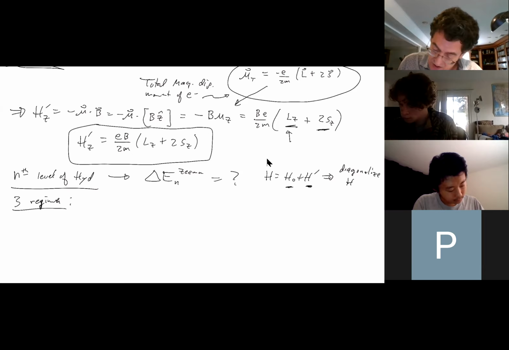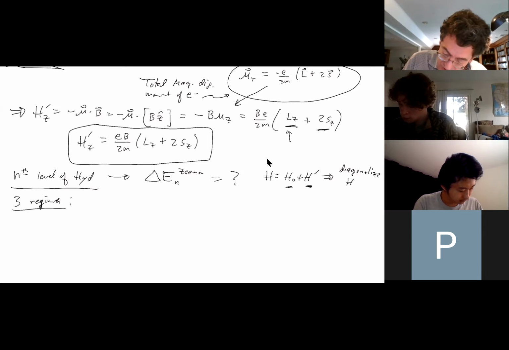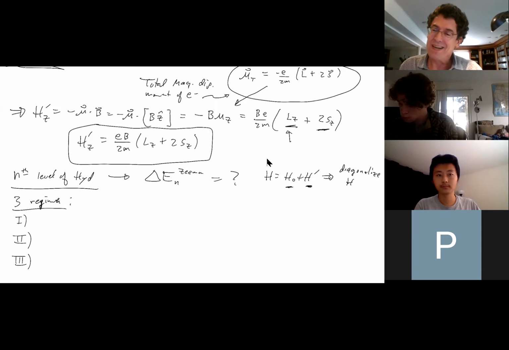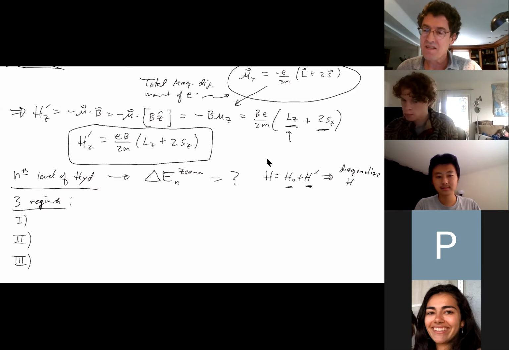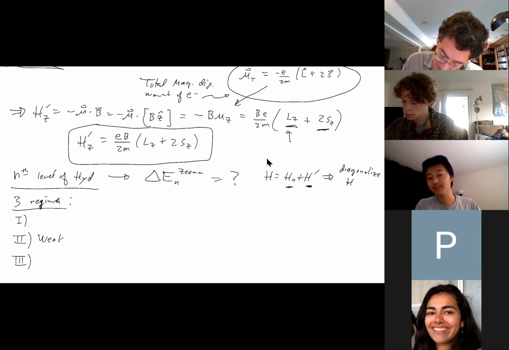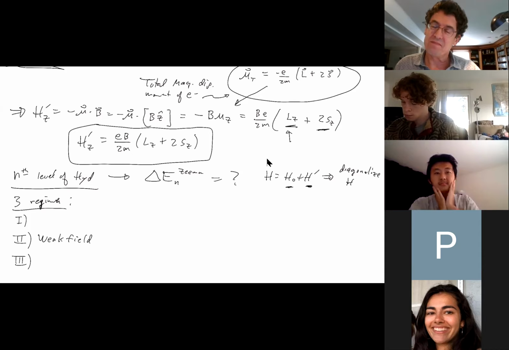And they have different degrees of difficulty. Let's do the easiest one first. And then we'll do the second easiest one second, and then we'll do the hardest one third. Can anyone guess what is the easiest one? I wouldn't expect you to know, but can you take a guess? A weak field. Actually, it turns out that's the second easiest one. Weak field. What do you think is the easiest one? Intermediate.